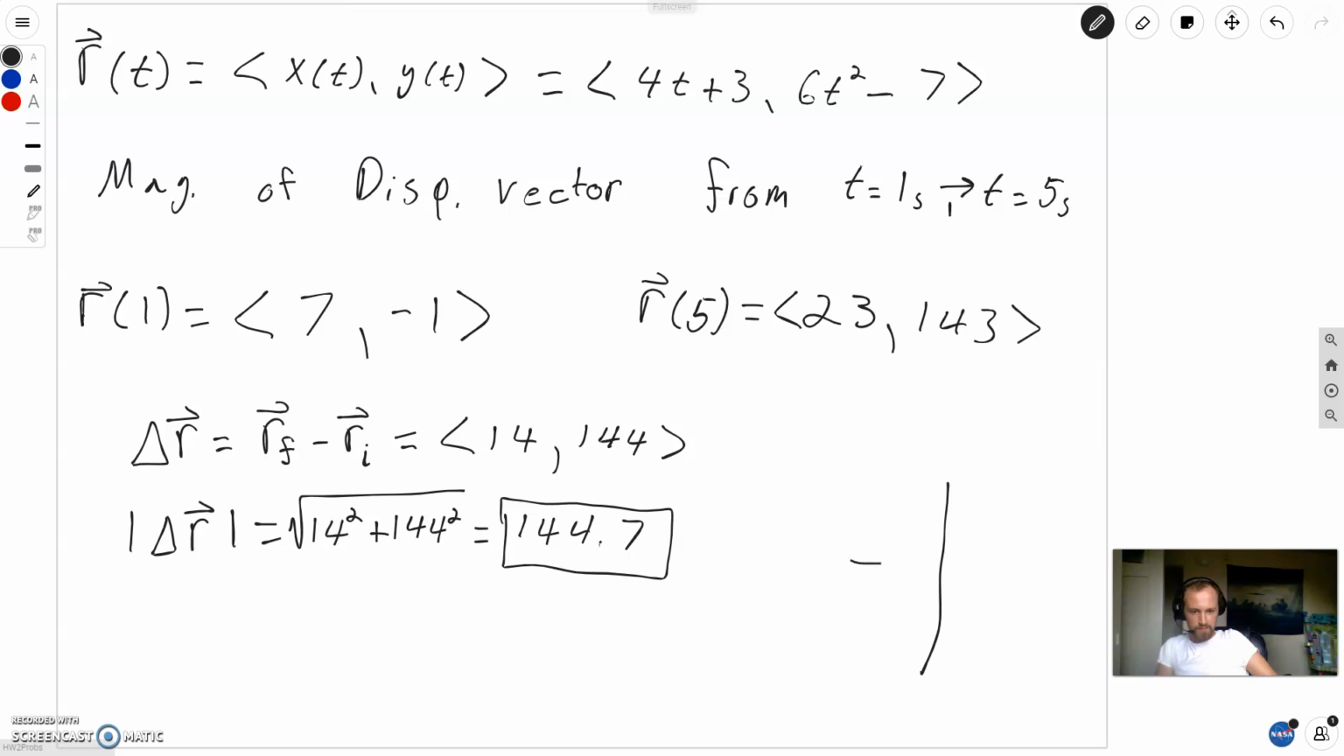So let's see what happened here. At time t equals 1 second, I was somewhere over here. At time t equals 5 seconds, I am somewhere over here. So here's my displacement vector. And if you look at this, 14, 144, that's approximately what this picture describes as well. And then we are taking the length of this vector. This is 144.7. And that is your answer.